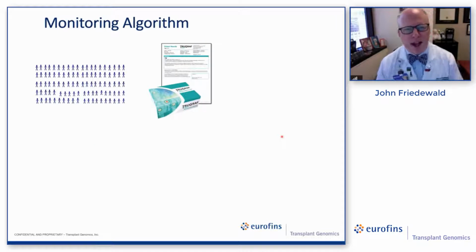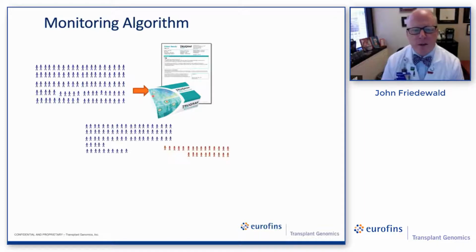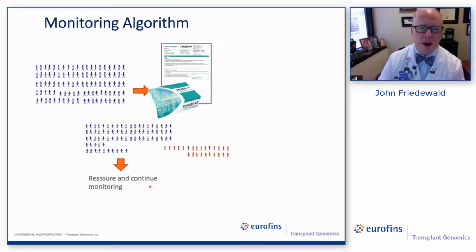So how do we use this test in a monitoring algorithm? You have a lot of patients, and I think of this like a shepherd. You're shepherding your flock, and there are a lot of them. How do you monitor them? How do you know what to do? The TruGraf can help you decide. You do a TruGraf test on your stable patients, and many of them, about 2/3 to 3/4, are going to have a negative test. Those patients can simply be reassured and monitored without needing an invasive protocol biopsy. Not only do they spare a biopsy, but they also get that reassurance, which for patients is really important, to tell them you're doing okay.